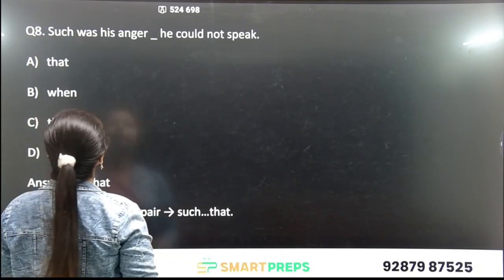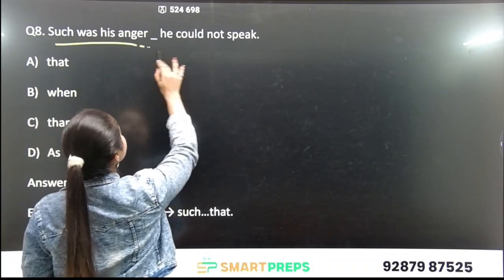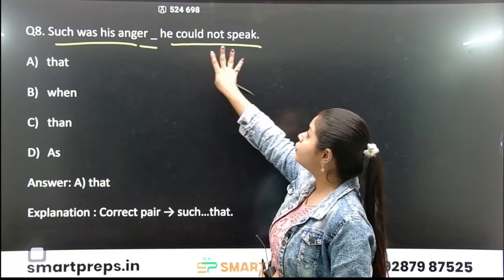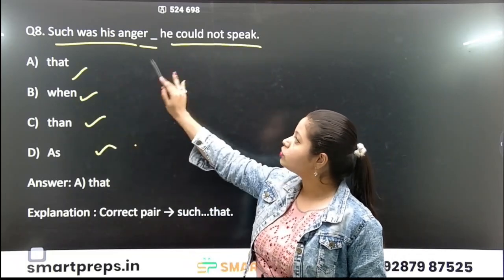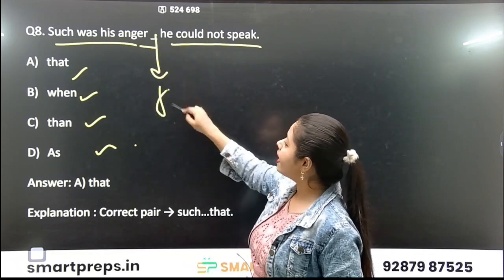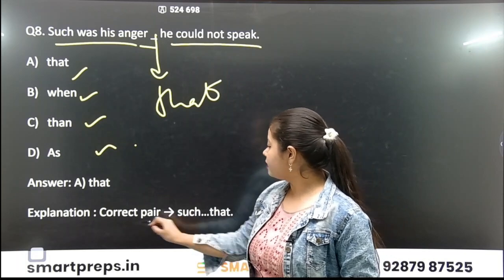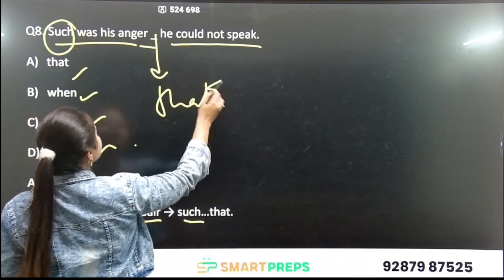Now let's move to the next. Such was his anger that he could not speak. The options are that, when, then, as. Such was his anger that he could not speak. So the correct pair is "such" and "that". Here it is "such", so the pair is "that".